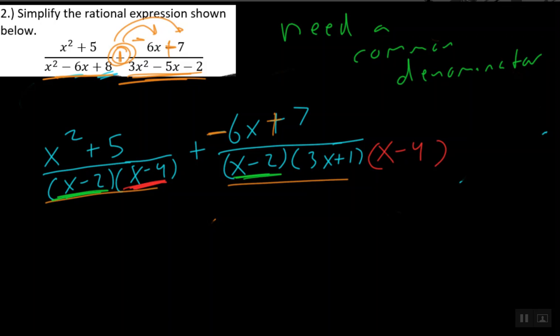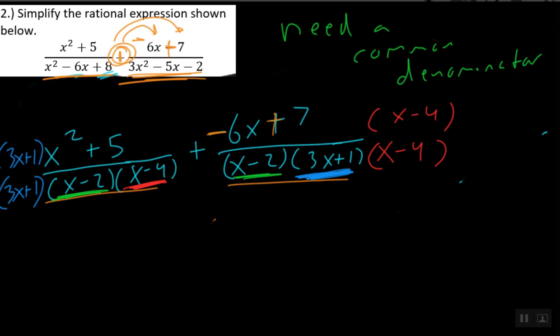Now if I multiply the bottom by x minus 4, I have to multiply the top by x minus 4. And let's see, we have one other thing over here. Let's see, I'll use a different color. Let's use this blue right here. I have this 3x plus 1 right here. So I need to multiply this side by 3x plus 1.